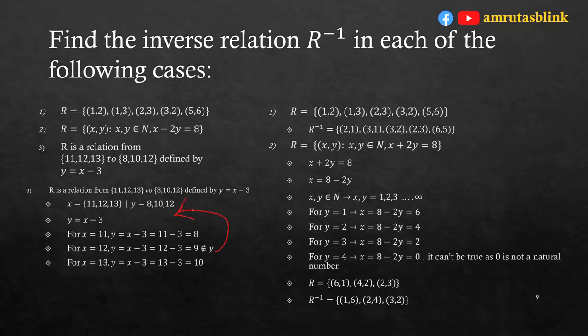Moving to the third one, x = 13, y = x - 3, that is 13 - 3 = 10. Again, 10 is already there in set y, so we can consider the value 13 also. Hence, we can define R as the first pair 11 and 8, and the second pair 13 and 10. Hence, R = {(11, 8), (13, 10)}, and hence R inverse will be {(8, 11), (10, 13)}. Understood?